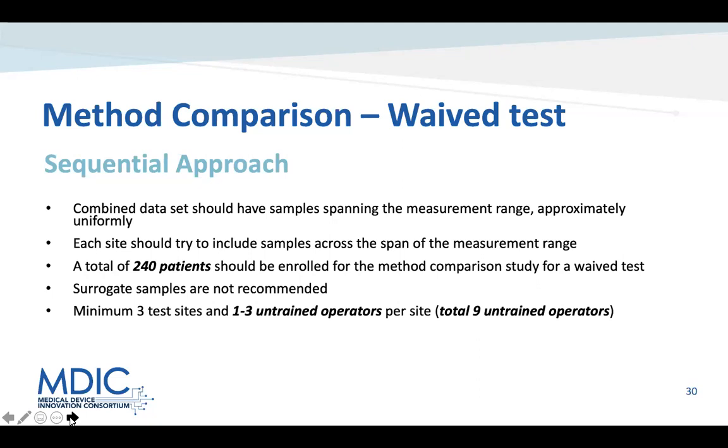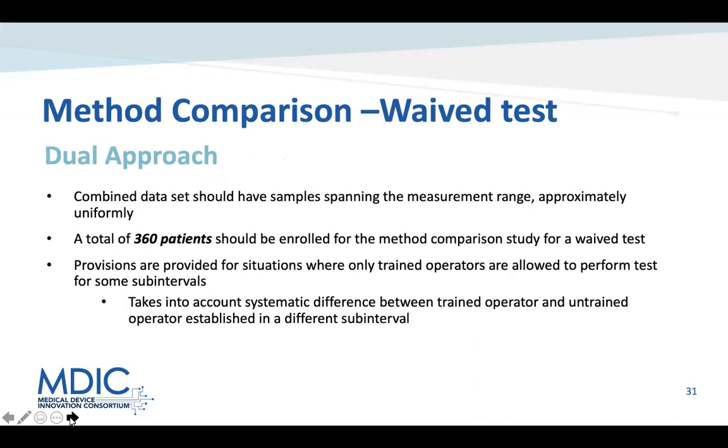So again, like the non-Waived, the combined data set should have samples that span the full analytical measurement range approximately uniformly. Each site should try to include samples across that span of the measuring range. And here, one of the differences is that you need 240 patients minimum to be enrolled for this method comparison for the sequential approach of a Waived test. Surrogate samples, again, are not recommended, and the minimum test sites here is 3, with 1 to 3 untrained operators per site, with a total of 9 untrained operators. So if we can go to the next slide.